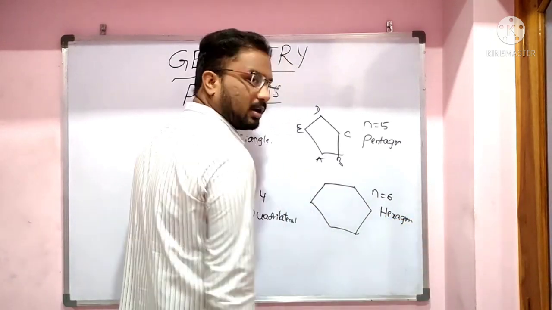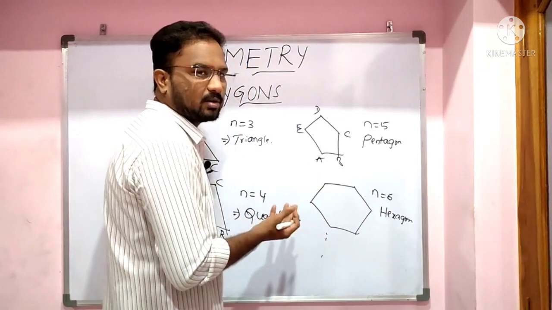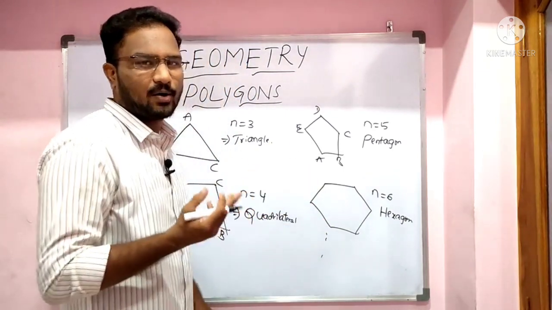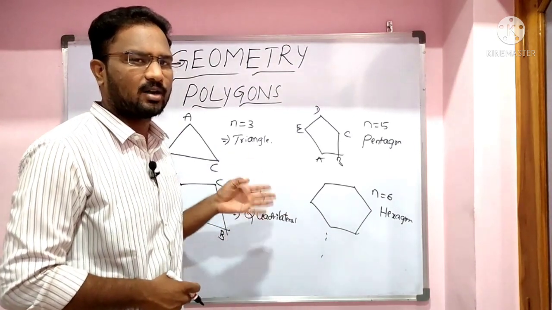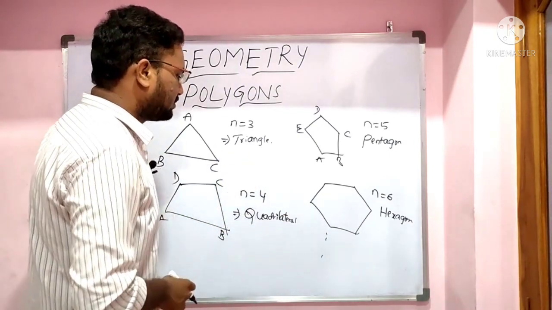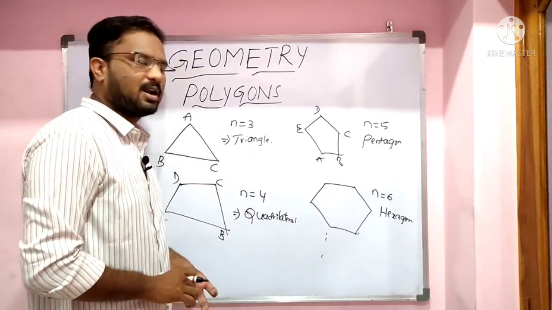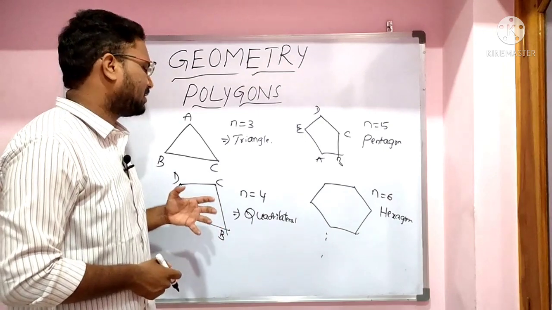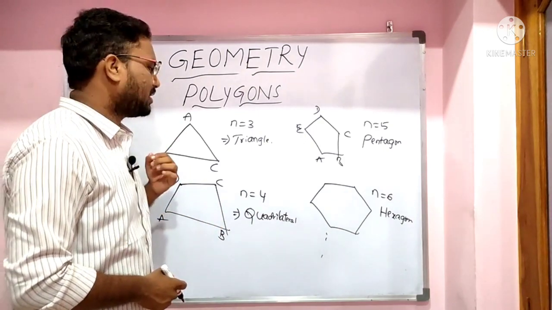And so on: septagon, octagon. If the number of sides is 7, then it is called a septagon. If the number of sides is 8, then it is called an octagon. If the number of sides is 9, then it is called a nonagon. 10, it is called a decagon. So these are all the polygons. A polygon is nothing but an enclosed figure which is formed by 3 or more than 3 straight lines. It is called a polygon.